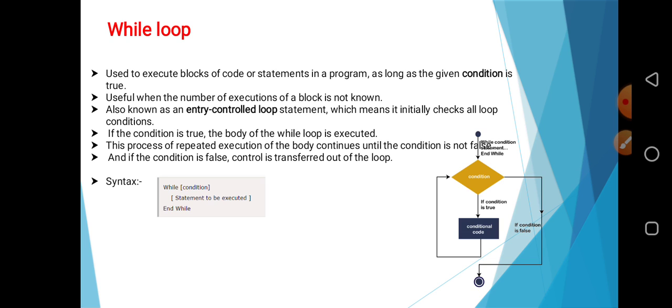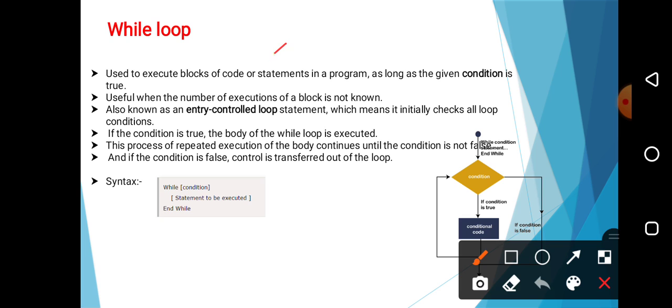Now the next loop is the while loop. Students, the while loop is an entry control loop, as you know because you have already learned it in C++. Again, it is used to repeat a block of code again and again until the condition is true. It is called an entry control loop because while always checks the condition at the beginning. The syntax is while the condition, and the statements to be executed, and the while is ended with end while.